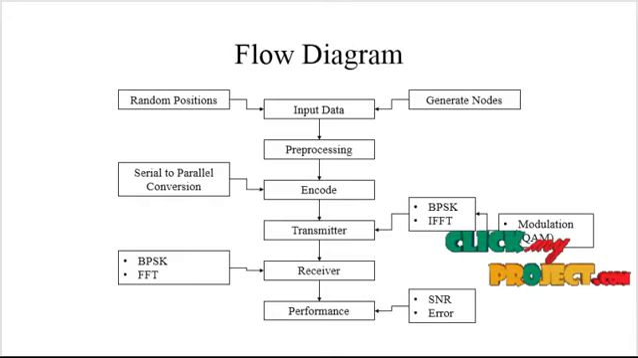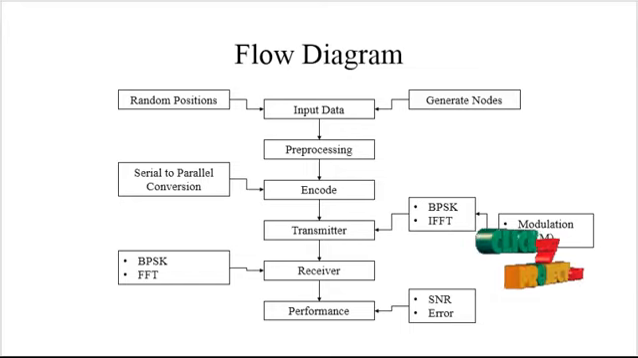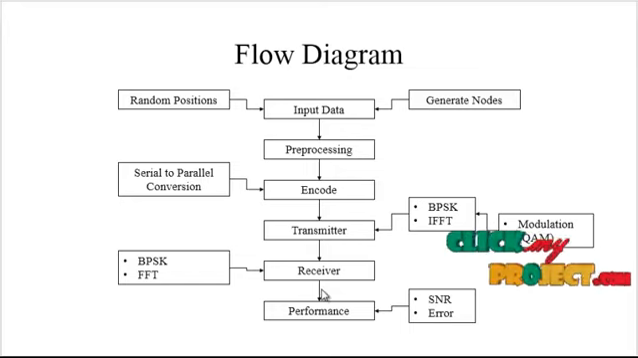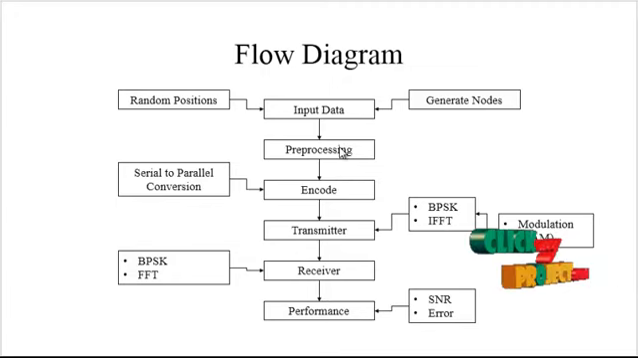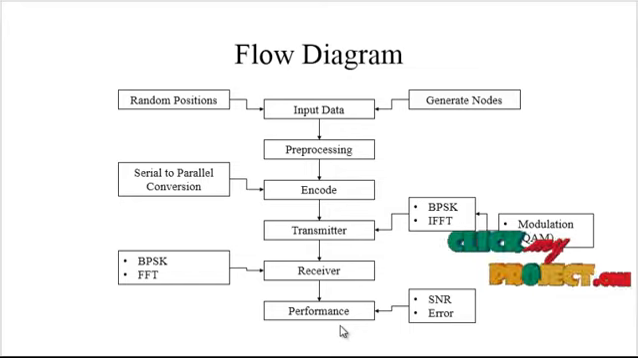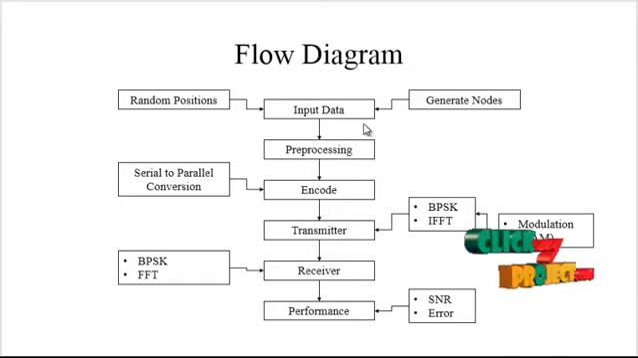Now we are going to discuss the flow diagram of the process. This is the overall working flow of this process. This process consists of the modules: input data, pre-processing, data encoding, transmitter, receiver, and finally performance estimation. In the first stage of the project, the input data is taken from the dataset, or else we generate nodes based on random positions.